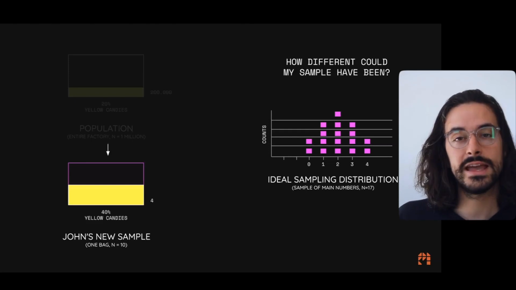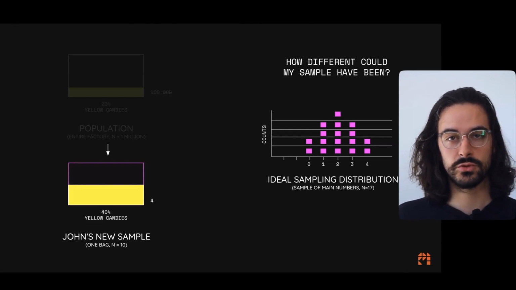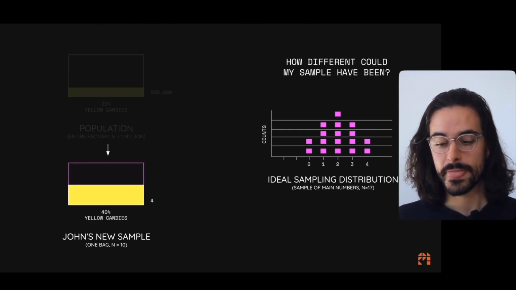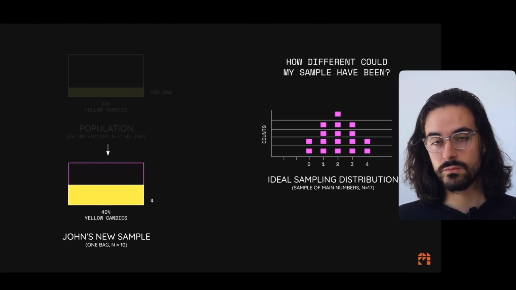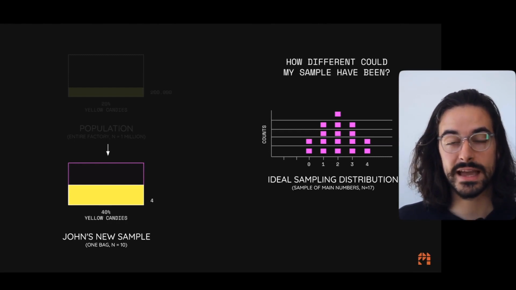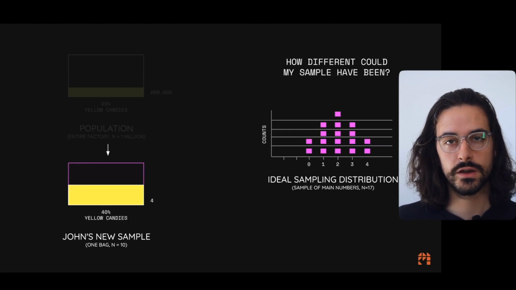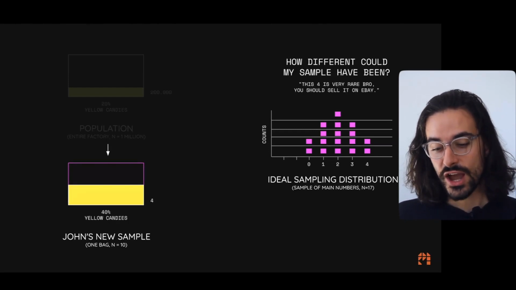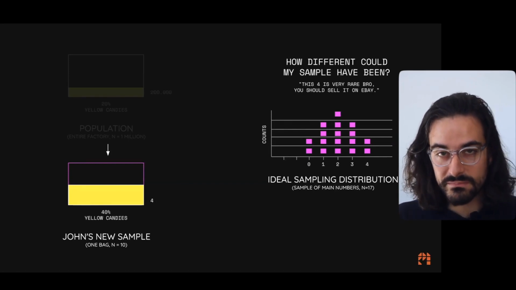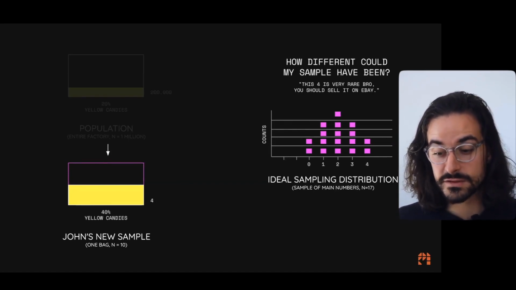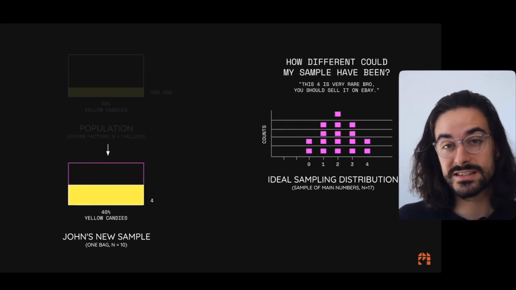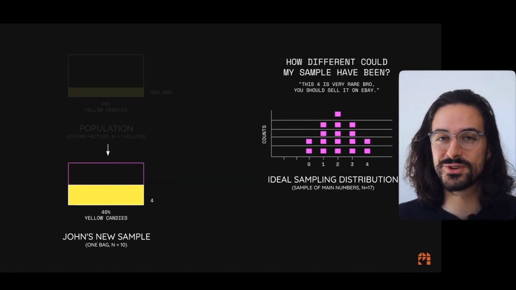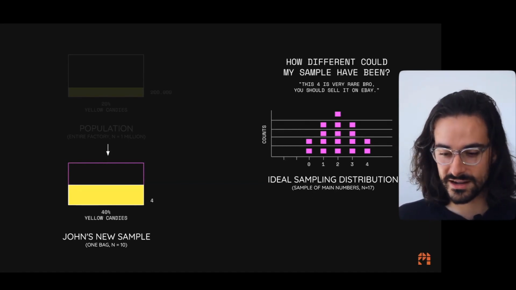So let's say your name is John and you're a middle school kid and you're really into candy, and you grab this bag of candies and you have 4 yellow candies. So you want to walk to your friends, you want to show off, okay? So you're going to go to your friends and say, hey man, this 4 yellow candy bag is very rare, bro. You should sell it on eBay because you're a middle school kid with a crypto side hustle or whatever.